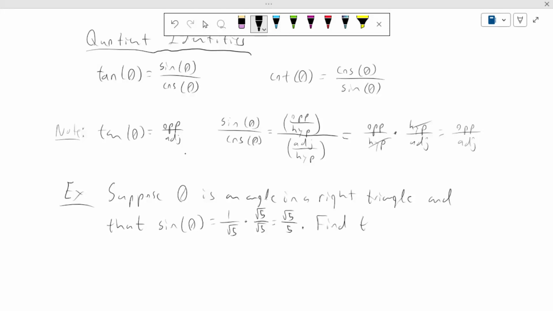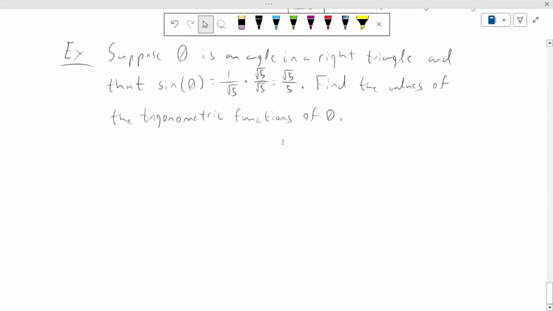Find the values of the 5 other trigonometric functions of theta. Trigonometric, it's a tricky word. Okay, so that's our goal here. I want to know what cosine of theta is, I want to know what tangent of theta is, and so on and so forth. Knowing only that sine of theta is equal to 1 over the square root of 5, let's see what I can do here.